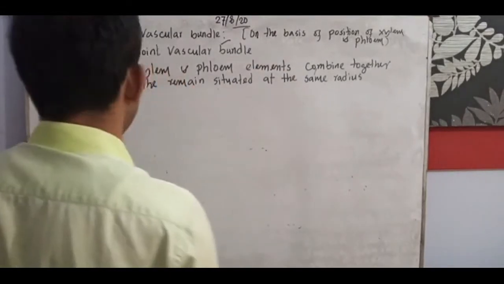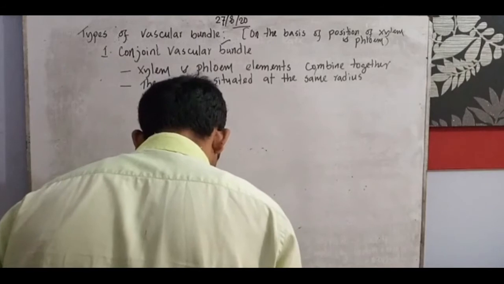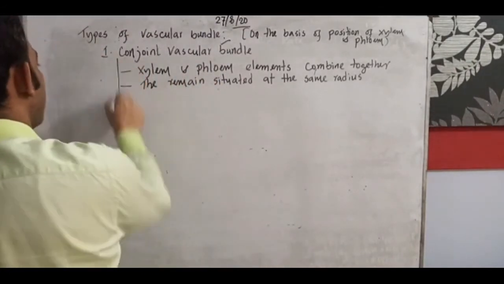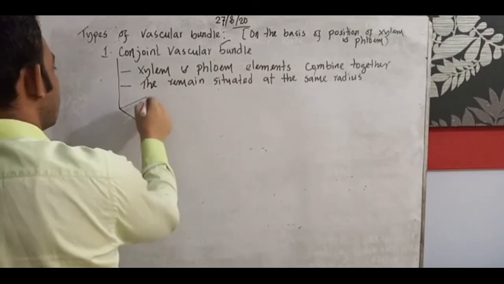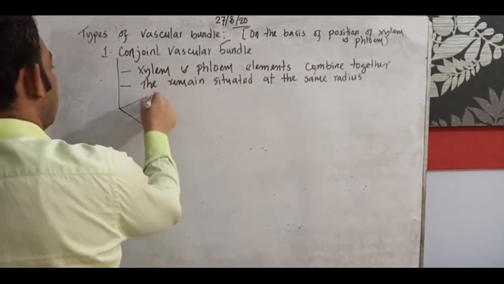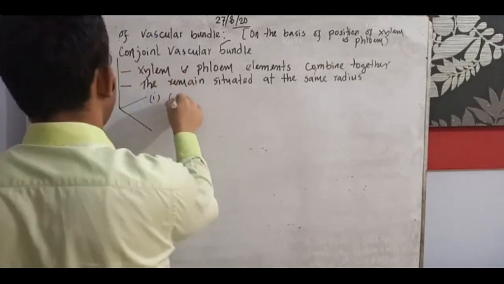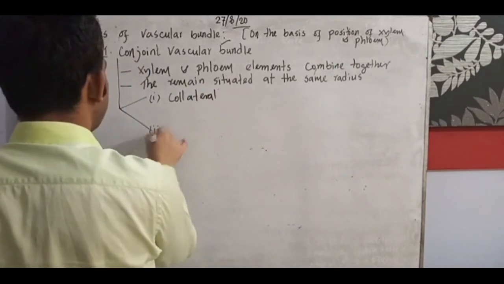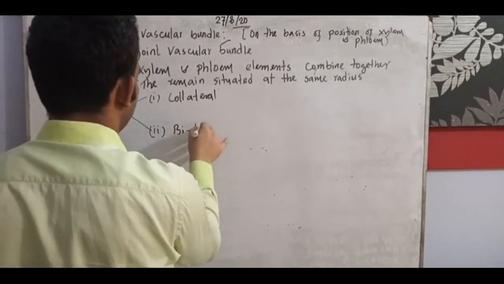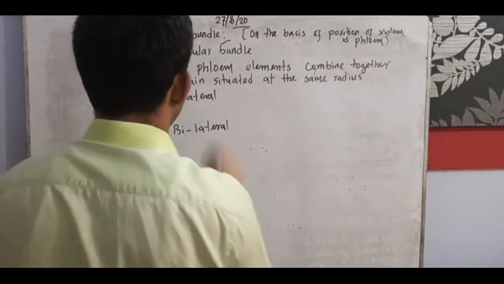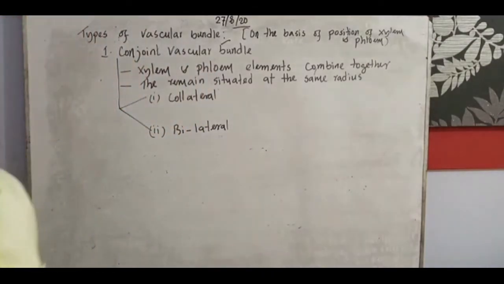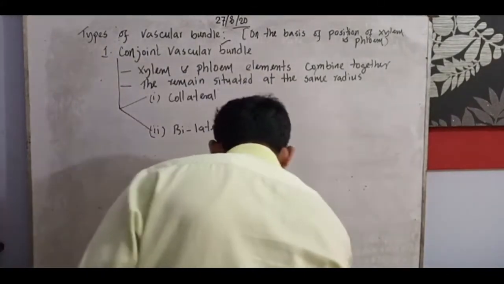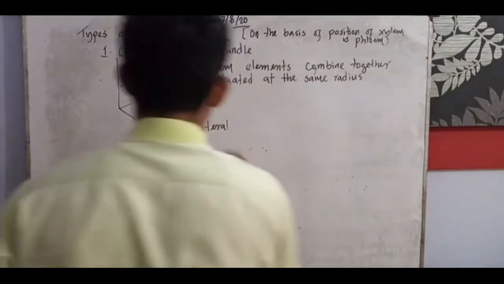There are two kinds of conjoined vascular bundle. One is the collateral, another one is the bilateral. I will make you understand. So what is the collateral? Conjoined vascular bundles are said to be collateral when xylem is situated towards the inner side.